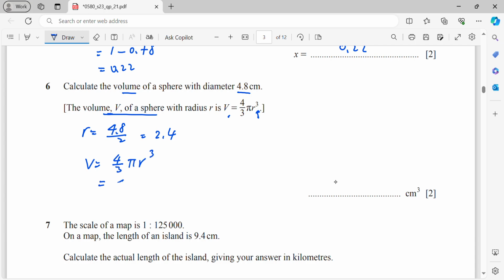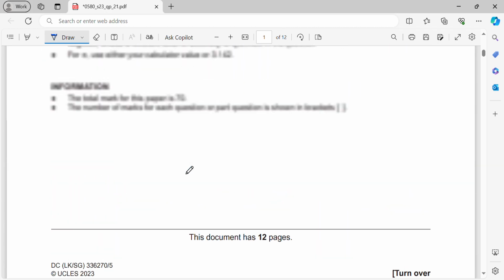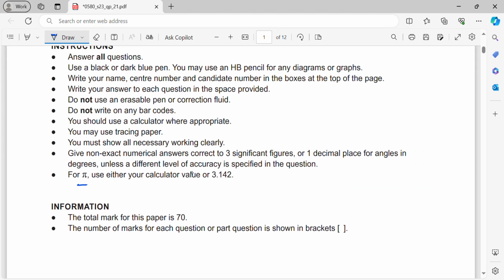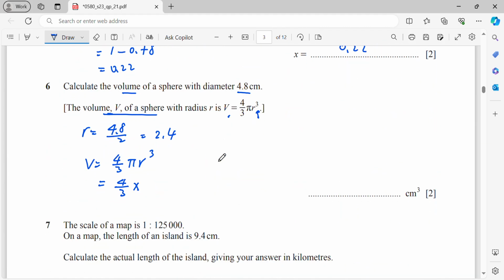And then I will be getting 4 over 3 times pi. You can just refer back to the cover page, it's mentioned here. The pi is 3.142. So now you just replace accordingly. The r is 2.4. Then you cube it. And now you round the answer correct to 3 significant figures. That is 57.9.